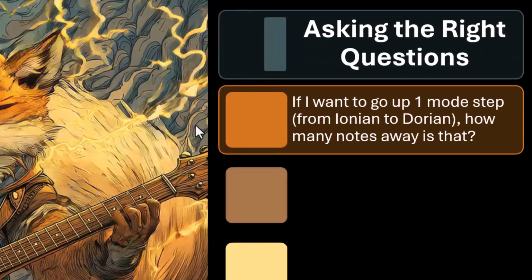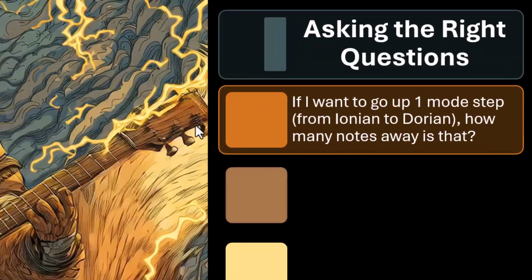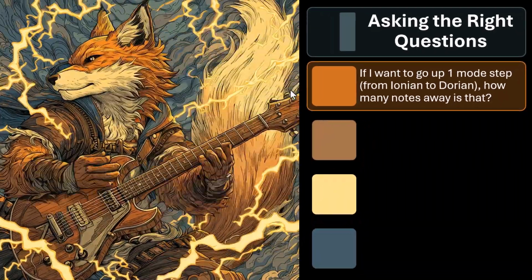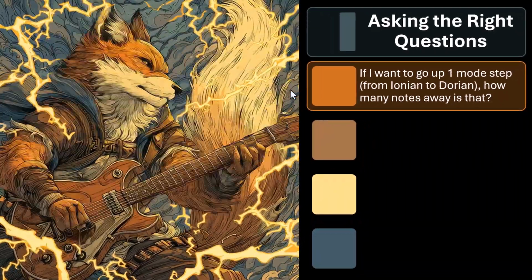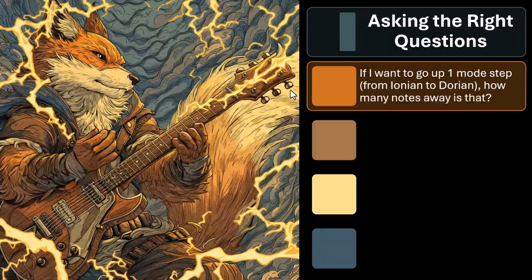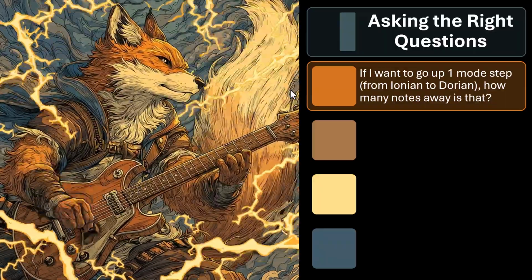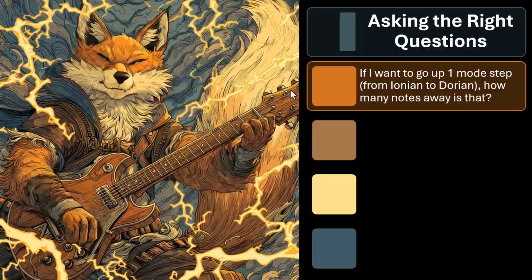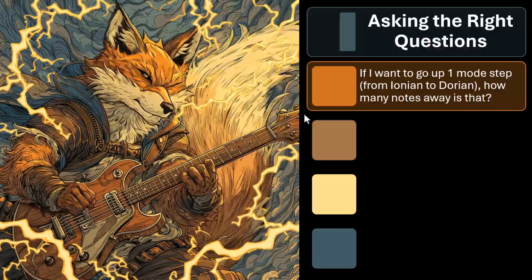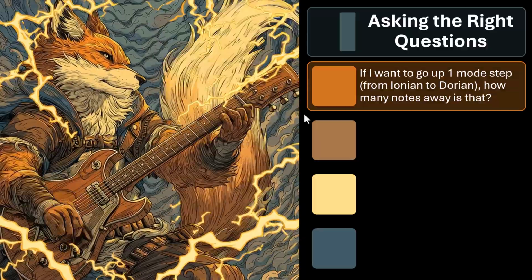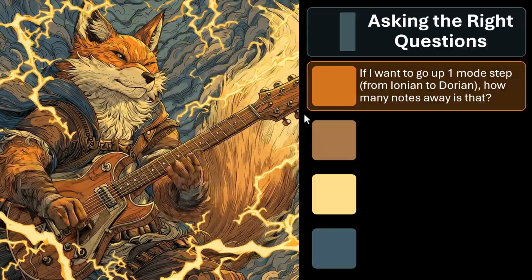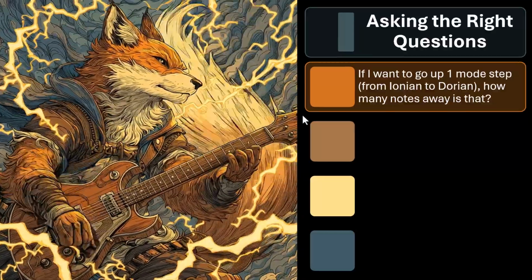So if I want to go up 1 mode step from the Ionian to the Dorian, how many notes away is that? That's basically what we're doing with the scales. Now remember, the scale degrees are all off by 1. So if I say that it's the second scale degree, that means we went up 1, right? But if I say it's the third scale degree, I went up 2. It would be better just to say whatever node I'm on, I'm going up this number of modal half steps, equivalent to this number of continents, without having to make the continent that you're on the 1.